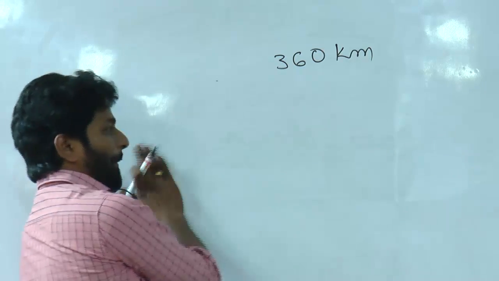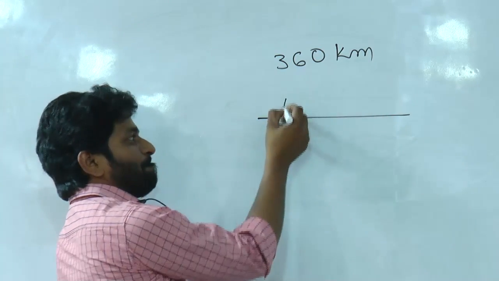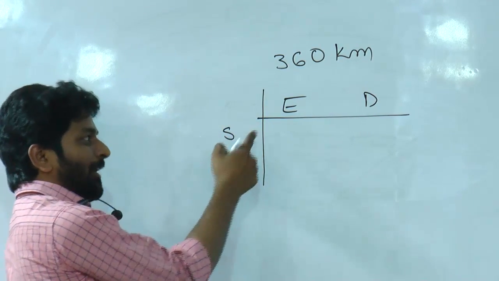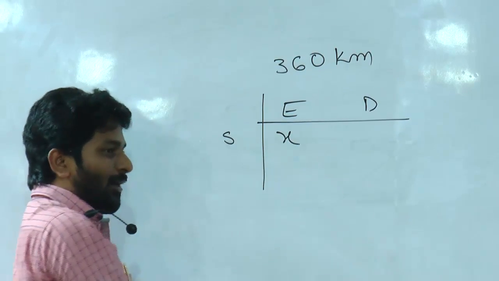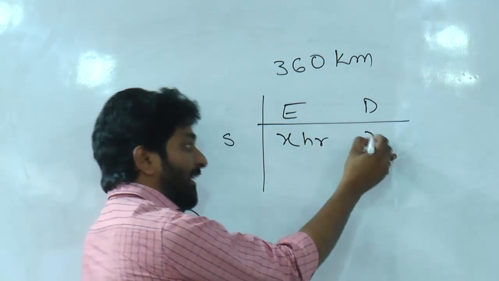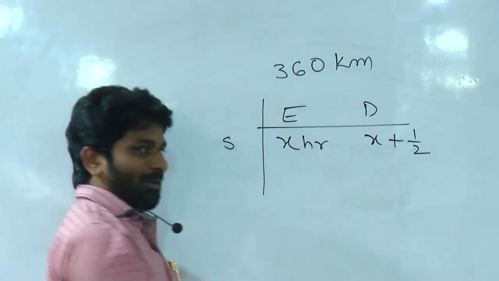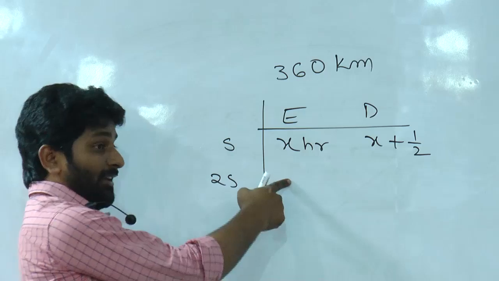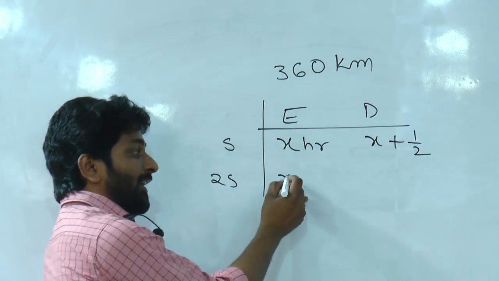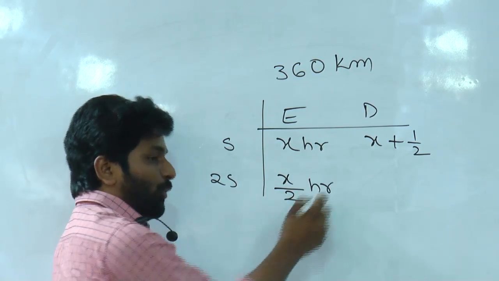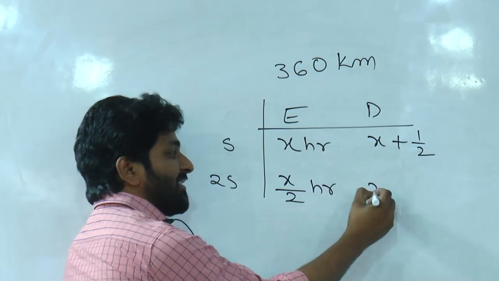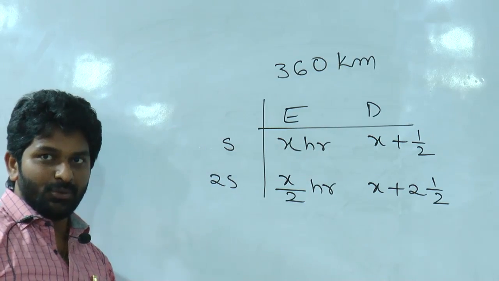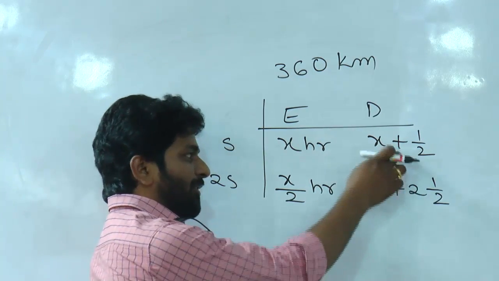We have two persons, Ellie and Dex. With speed s kilometers per hour, Ellie takes, let's say, x hours. Dex will take x plus half an hour. With twice her speed, if Ellie maintains 2s speed, Ellie takes x by 2 hours. And now Dex takes x plus 2.5 hours. What is the difference here? Time difference?